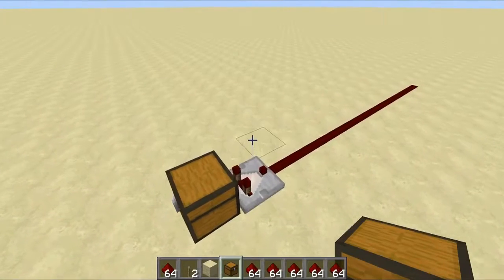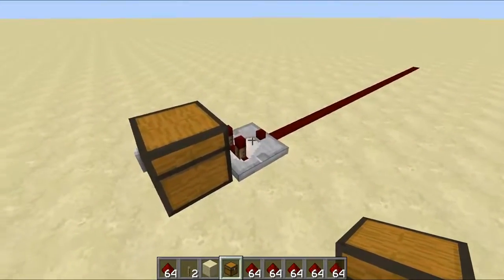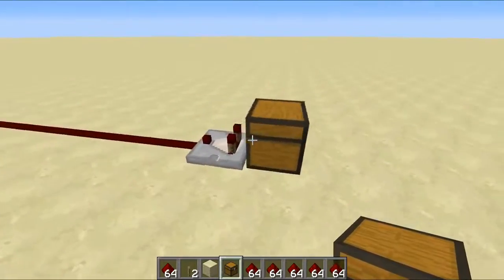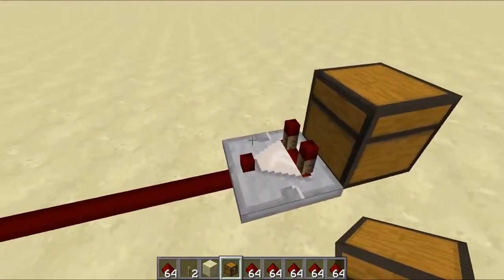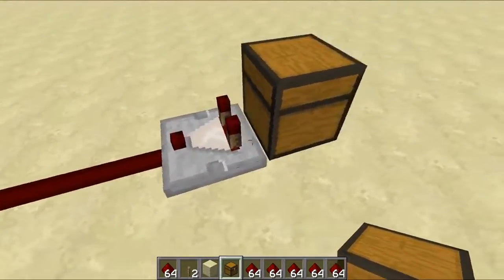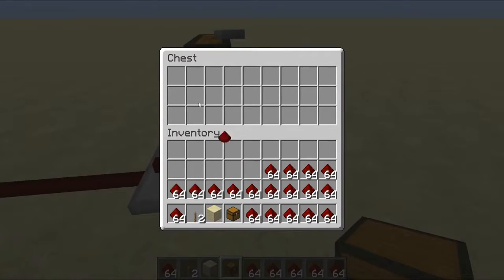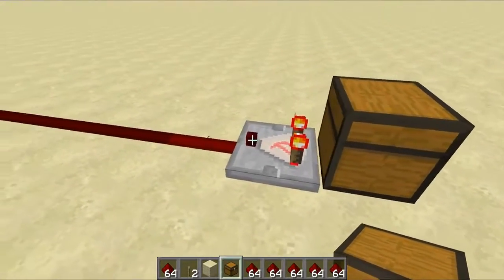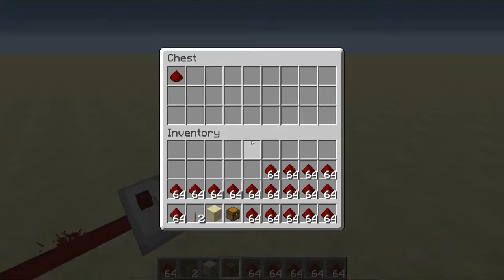Another really cool thing that comparators can do is they can take redstone signal strength from containers. So right now we've got ourselves a chest. There are absolutely no items on the inside of this chest, which means that the comparator is not giving off any redstone signal strength. However, if we say for example place one item on the inside of the chest there, the comparator has detected it, and now we have a signal strength of 1.